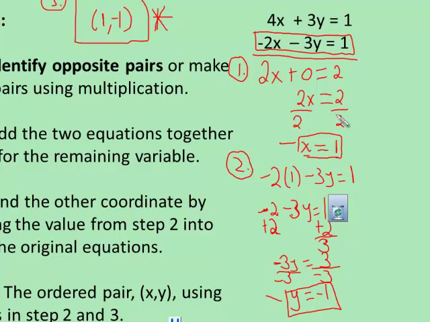Then you divide on both sides by 2, and it equals x equals 1. That's for finding the x.